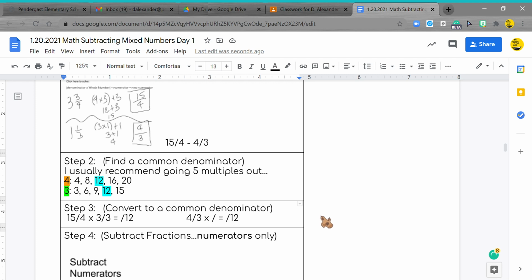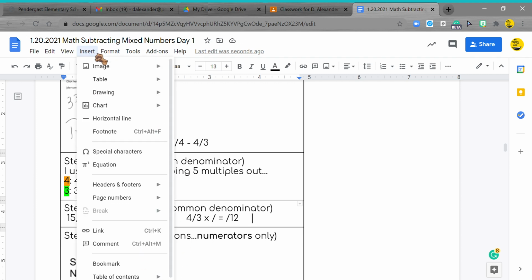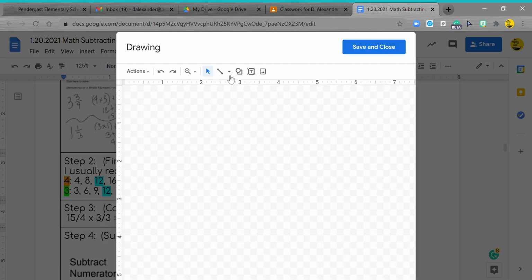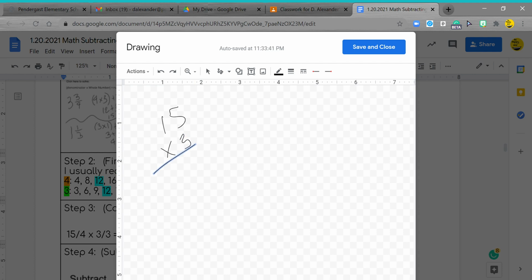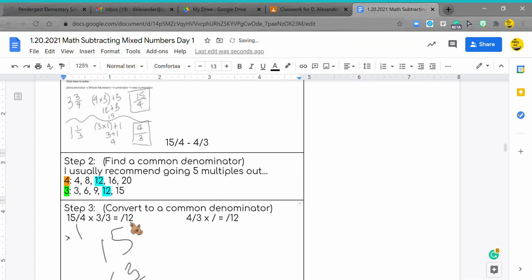So if I need, right over here, I can go right in here and go into my scribble pad. I'll insert, draw new, scribble. I need to figure out 15 times 3. So I do 3 times 5, which is 15. Carry my 1. 3 times 1 is 3 plus 1 is 4, so 45. So that is my one answer I'm looking for. So right here, I'm going to write 45.